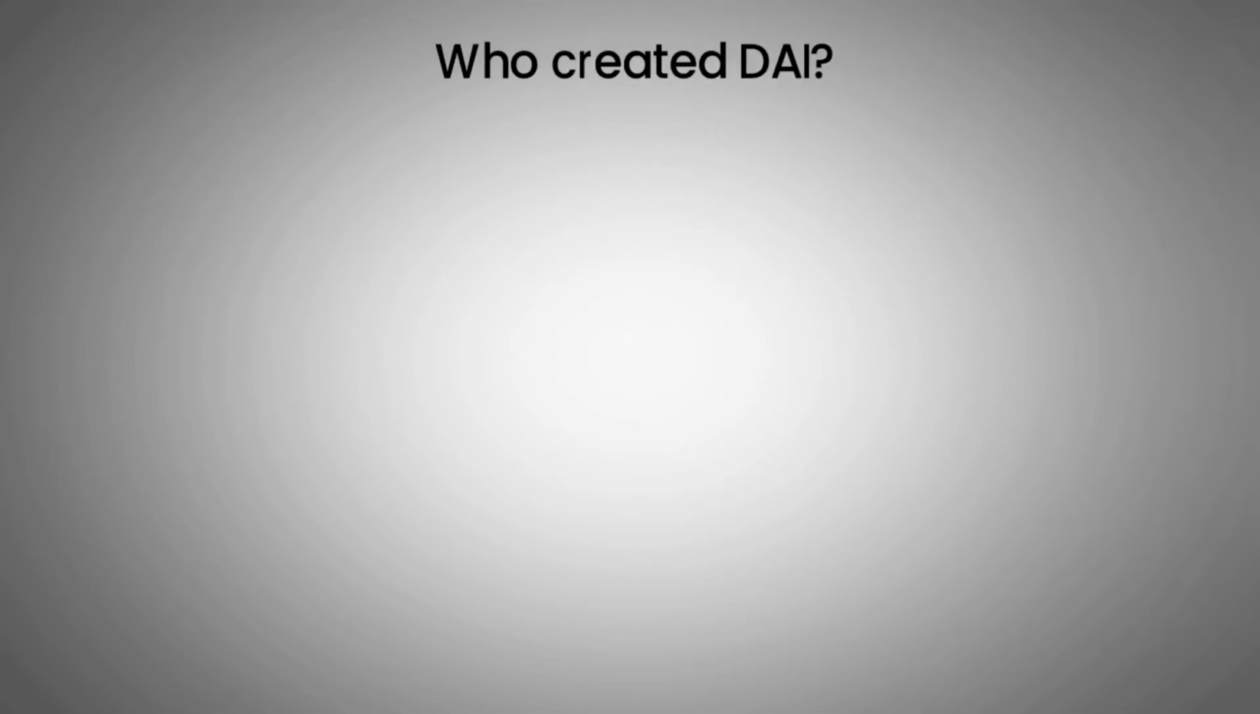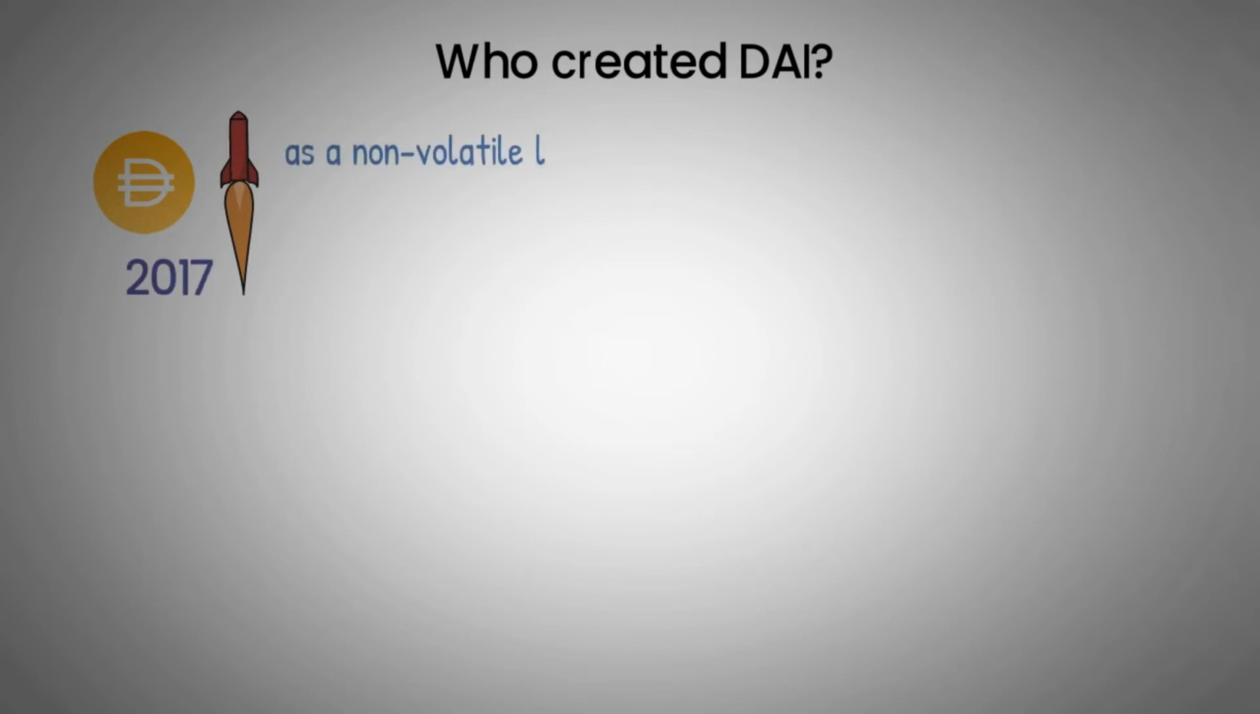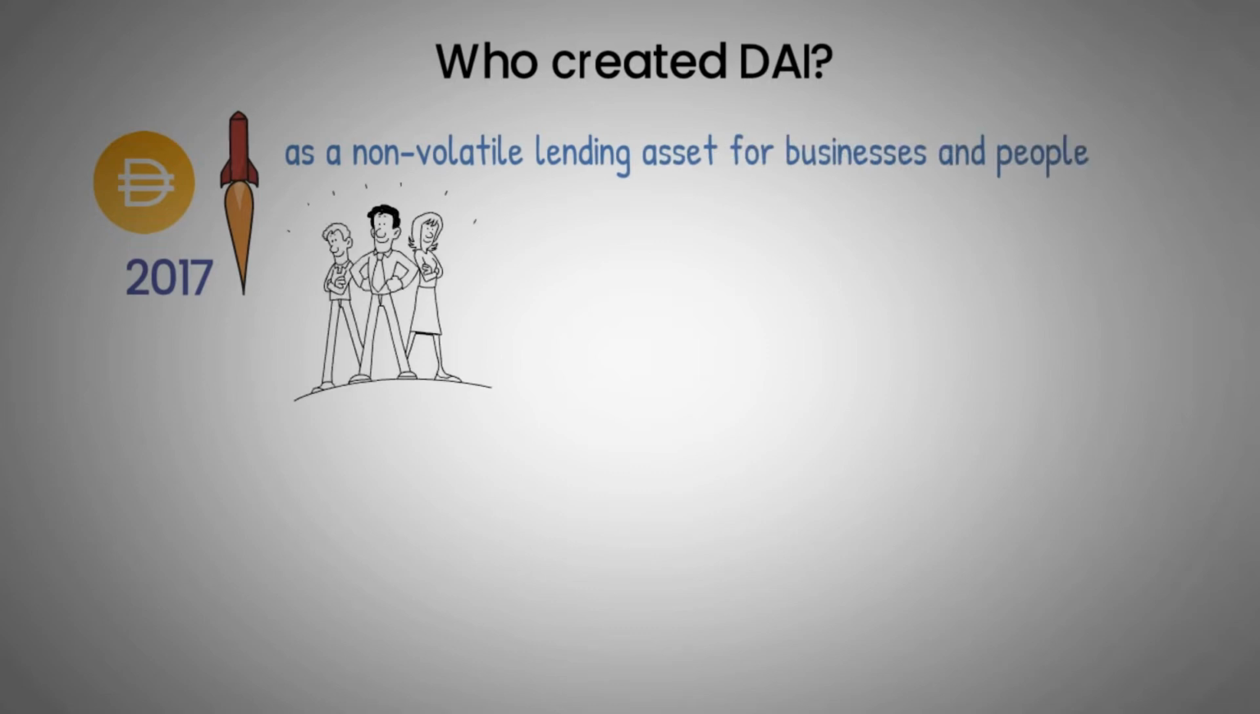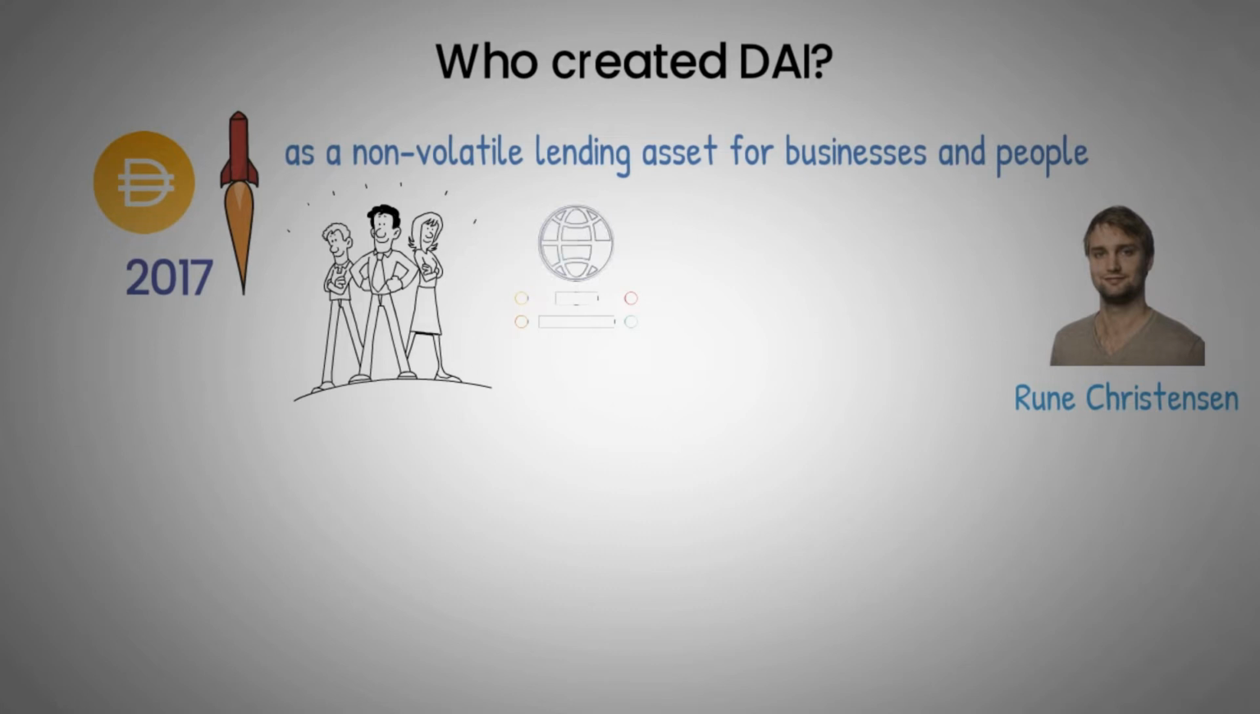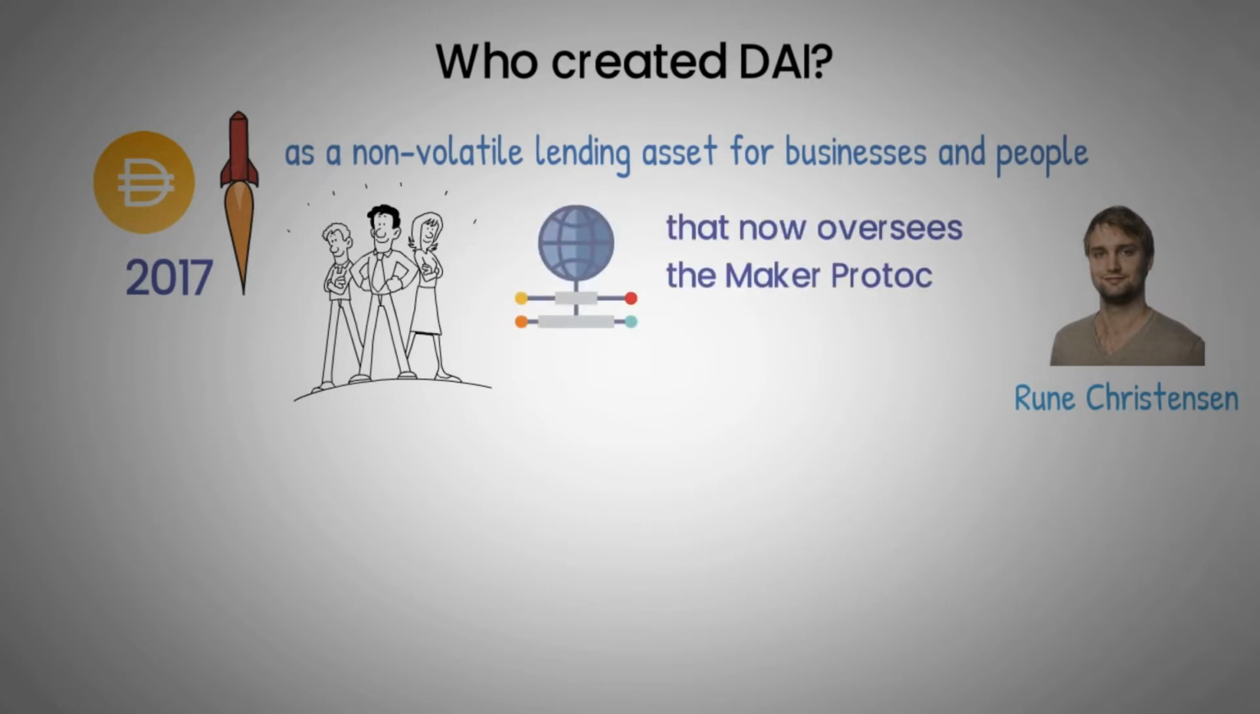Who created DAI? The Maker Protocol formally released DAI in December of 2017 as a non-volatile lending asset for businesses and people. The Maker Protocol was developed by the Maker Foundation and launched in 2014 by Rune Christensen. The Maker Foundation quickly relinquished control of the protocol to MakerDAO, a decentralized autonomous organization, or dApp, that now oversees the Maker Protocol. The primary reason for creating DAI was to increase openness and auditability.